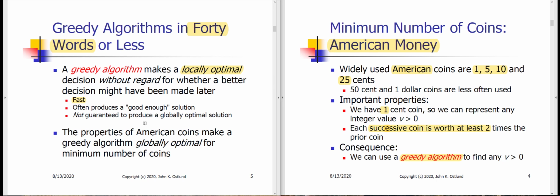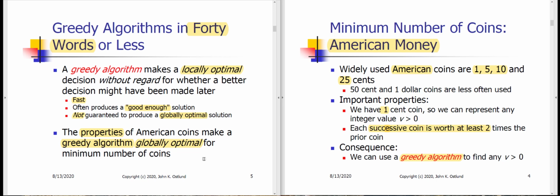You know, we just make decision, decision, decision, decision, and that's it. And for many situations, we get a solution that's good enough. It's cheap enough, it's close enough to what we want that we can just go ahead and go with that solution. However, it is absolutely not guaranteed to produce some kind of globally optimal solution. It may or may not. Now, fortunately, because of the properties that American coins have, it turns out that if we use a greedy algorithm, we will actually get a global optimum.